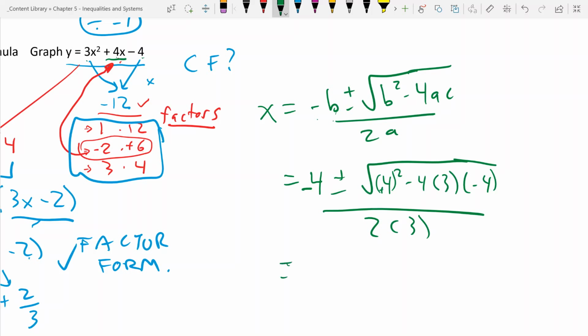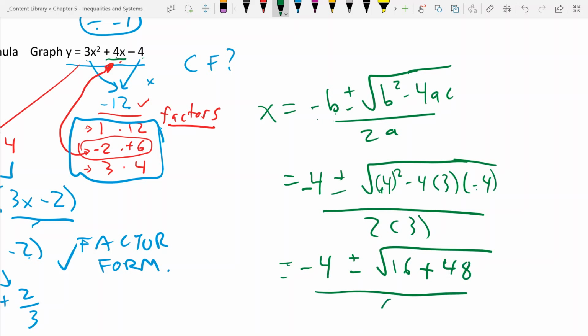Let's simplify this a little bit. Negative 4 plus or minus the square root of 16 minus a negative, which is a negative times a negative, so it's plus 48, divided by 6. So simplify again.